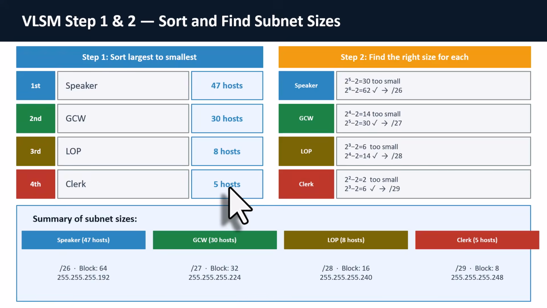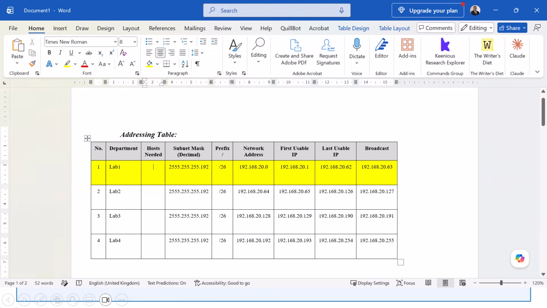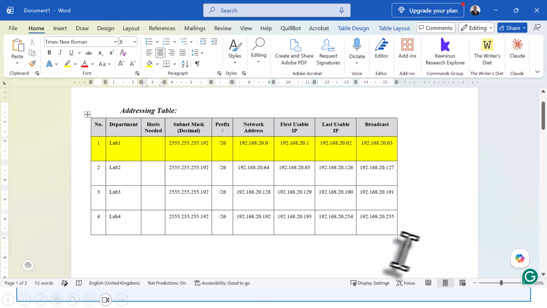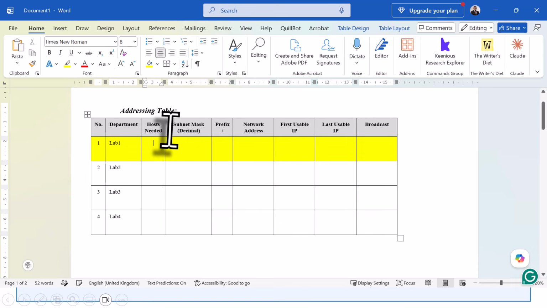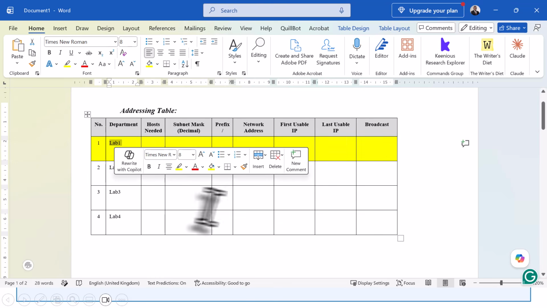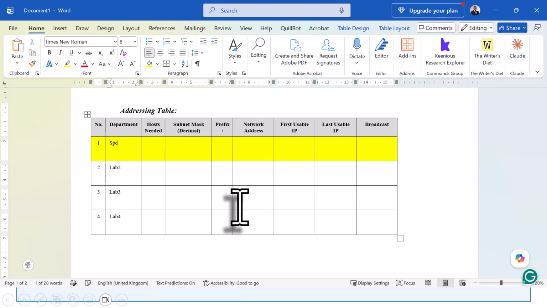Let me get into my writing part where we are going to write. This is what we had previously done. Let me just get rid of this. We shall be populating that table later on. So this is going to be the speaker's office. Under the speaker's office, we are going to have the government chief whip, then the leader of opposition, and then the clerk to parliament's office.